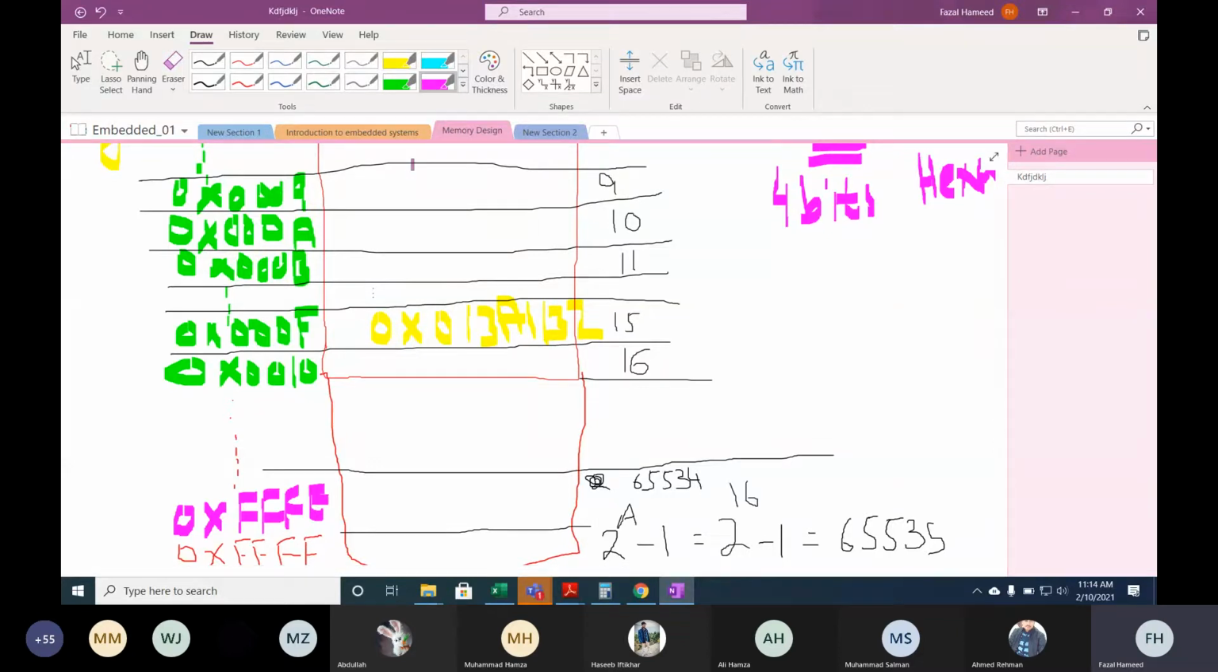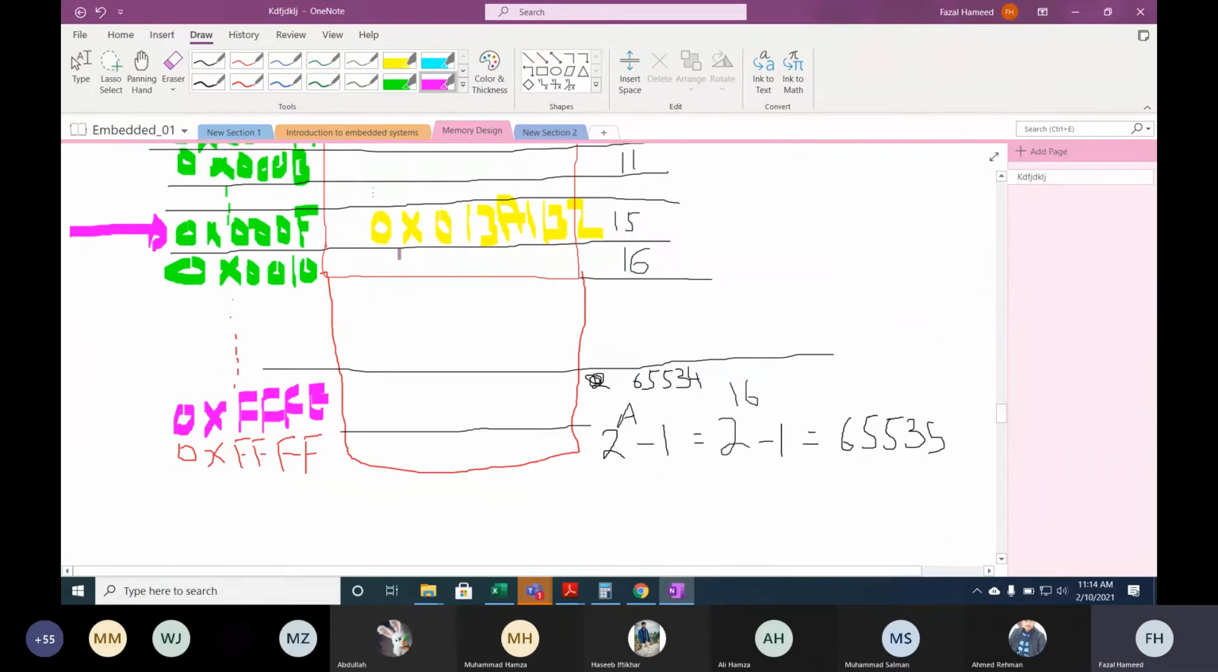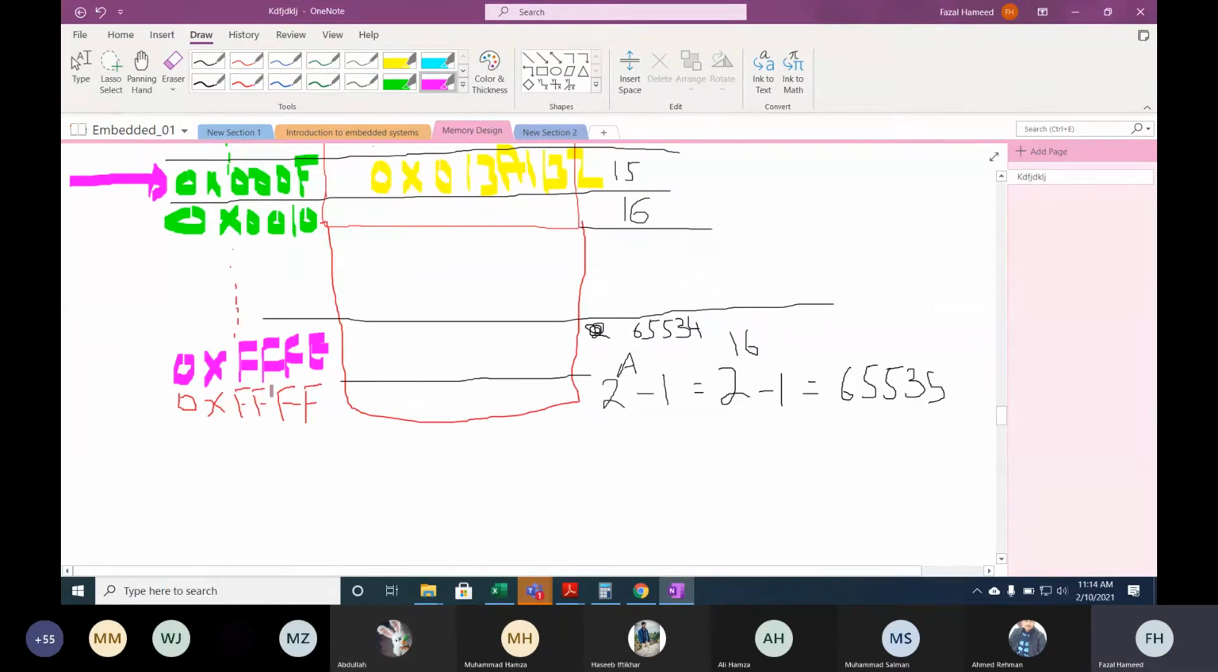It means that this address is storing a value. So now, I'm writing this address as 0x000F. Is this the decimal, binary, or hexadecimal representation? Hexadecimal. 0x is actually hexadecimal. Now if we write it in binary, how will it look?